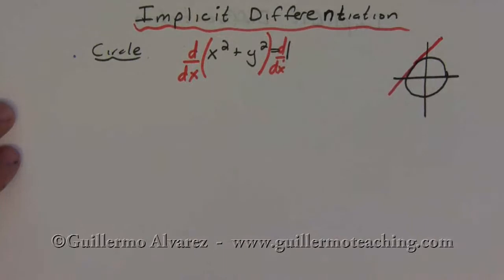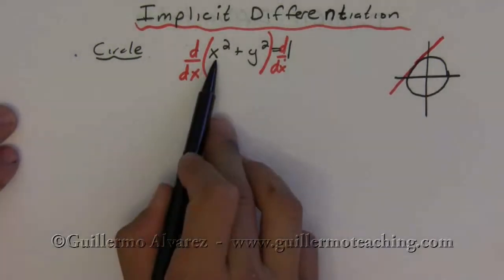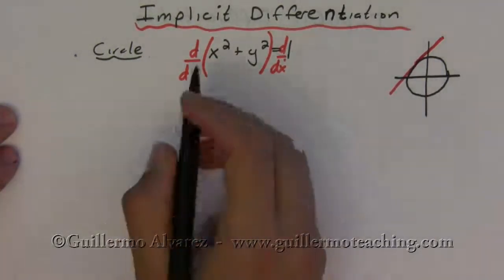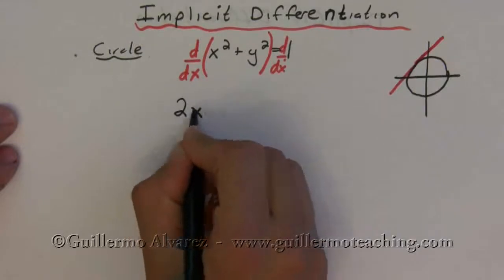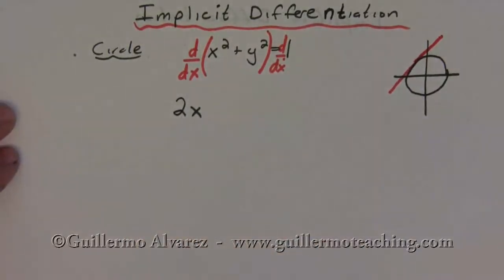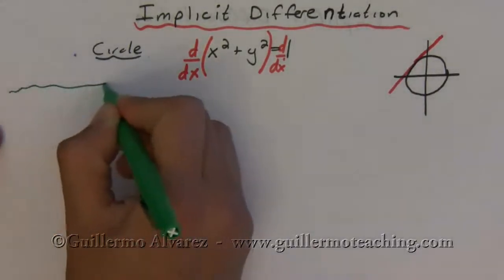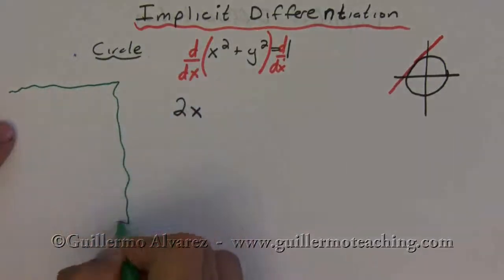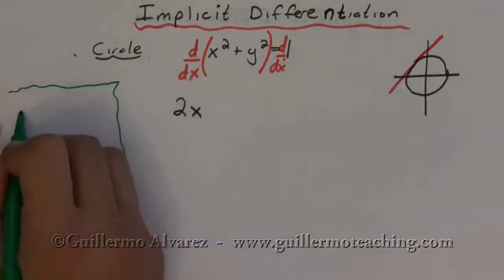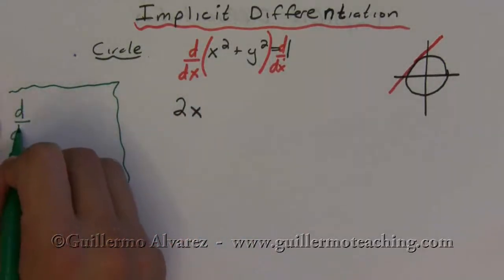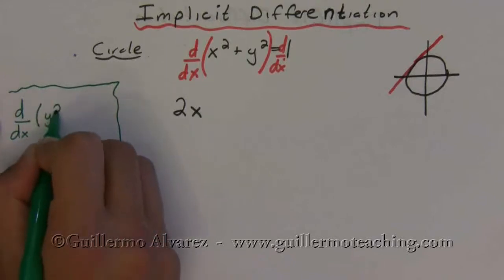Okay, now when you get the derivative of both sides with respect to x, well, the first part, the derivative of x squared, that's just 2x. Now this isn't a problem, but let's take a look over here on the side. Let's take a look at the derivative with respect to x of y squared.